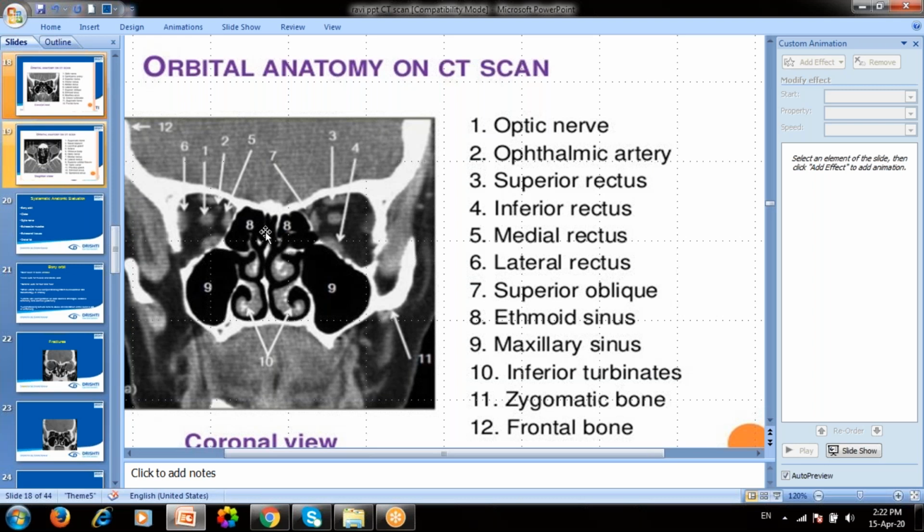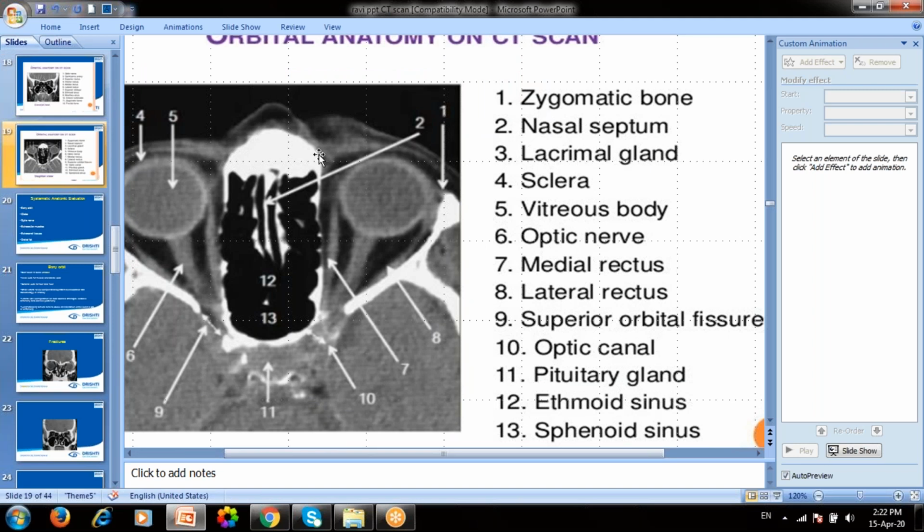There is a difference between these two. The first is our eyeball. This round one is our eyeball, and the white circular thing is the sclera. The fourth one is the sclera, the whole round one, and this is our eyeball, and the gray portion is the vitreous body inside the eye. The sixth one is the optic nerve in the axial cut.